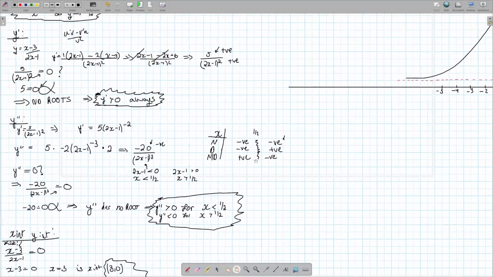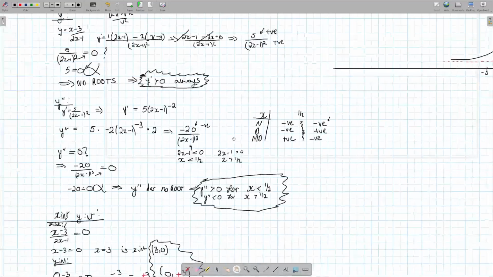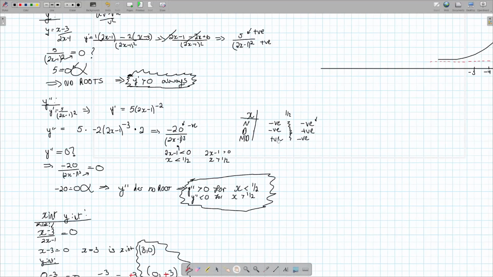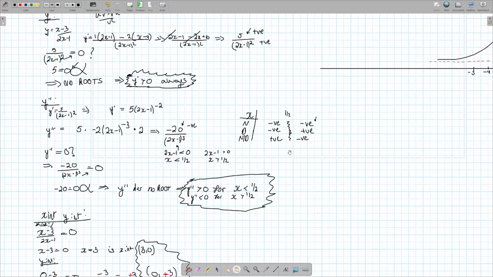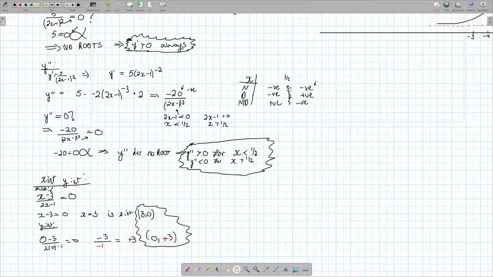It would help if you put it in a table like this. This is just the way I was taught last year. Okay. So that means y double prime is positive when I am before half, and y double prime would be negative for everything after half. That means it would be concave up before half, and concave down after half.